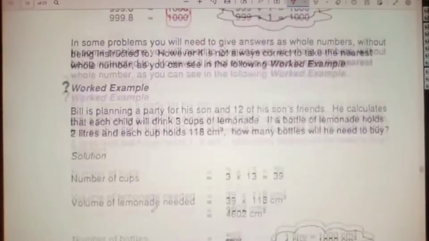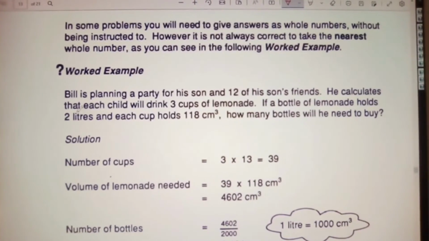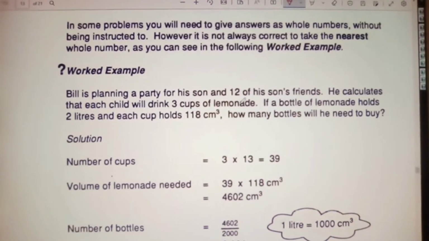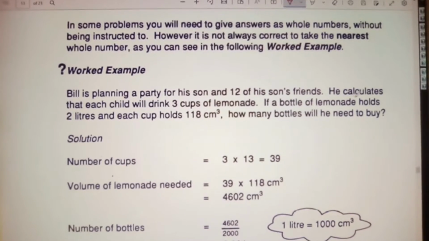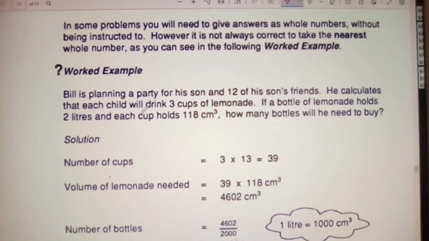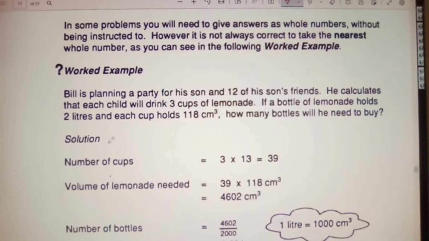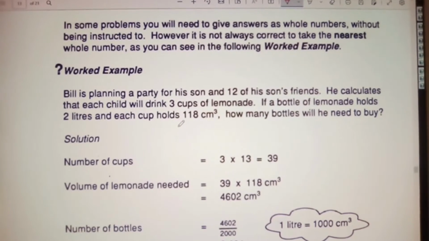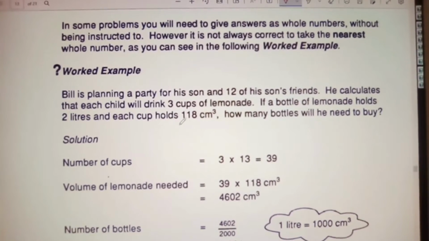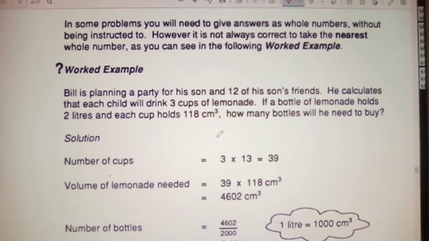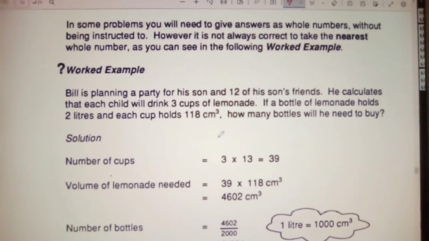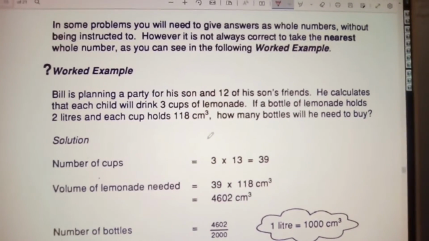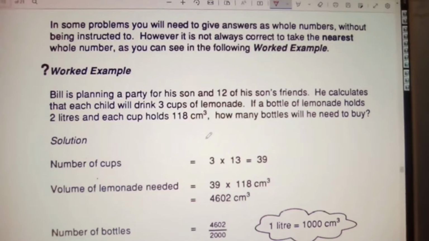Okay, so here we have: Bill is planning a party for his son and 12 of his son's friends. He calculates that each child will drink 3 cups of lemonade. If a bottle of lemonade holds 2 liters and each cup holds 118 cubic centimeters, how many bottles will he need to buy?